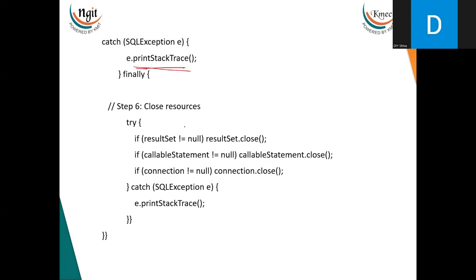Okay. And finally, what is the last step we have? It is necessary to close all the resources in order to free the database. So for that, this close method is being used. And if the result set is not null, then you are going to close it as well as the callable statement and the connection. All these are finally closed in order to free the database.